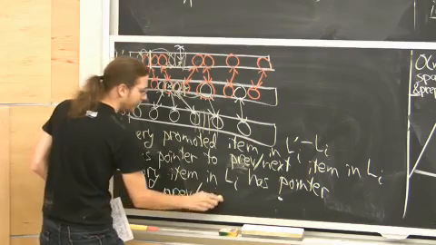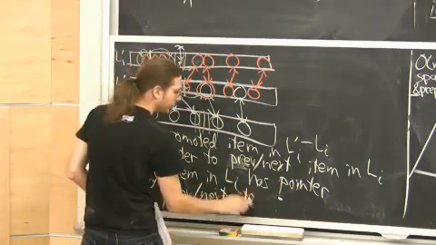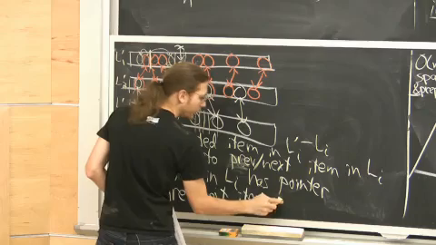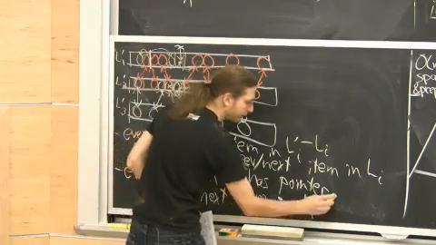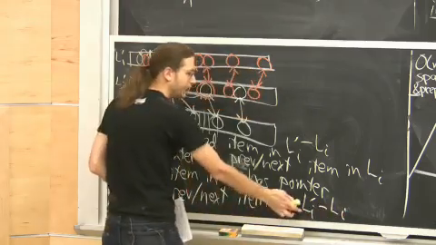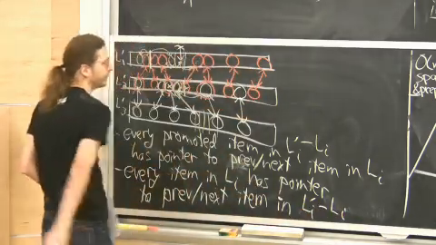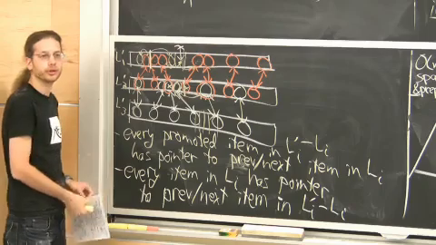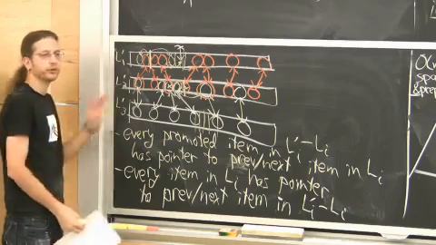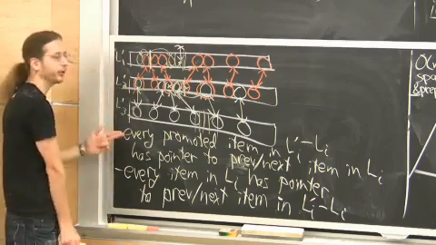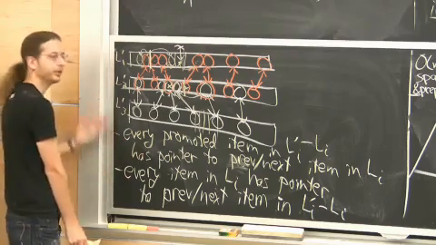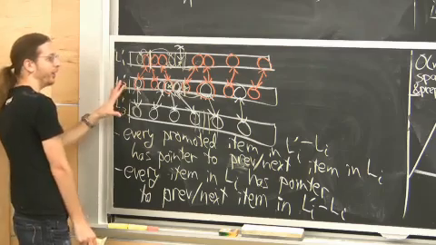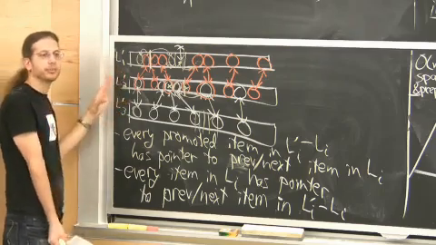Previous and the next item in Li prime minus Li. So these are the promoted items. These are the unpromoted items. So it's actually just 2 pointers per item. If you're promoted, you store the previous and next unpromoted. If you're unpromoted, you store the previous and next promoted. It's nice and symmetric. It's pretty clean. A lot of pointers, hard to draw, but quite simple in the end.